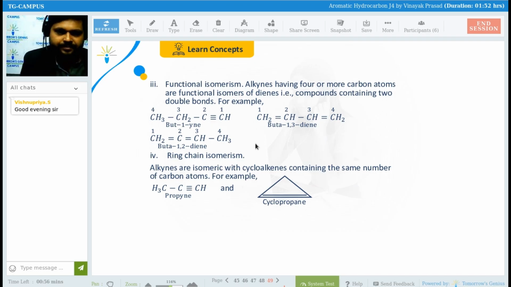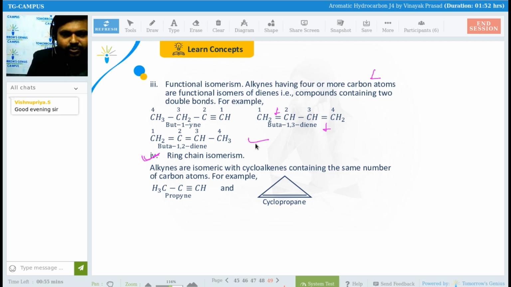functional isomerism, see here. Alkynes having 4 or more carbon atoms are functional isomers of dienes, compounds containing 2 double bonds, right? So see here, 2 double bonds, that is dienes. Getting my point? This triple bond, 4 carbon, now we are having 2 double bonds, right? So buta-1,2-diene.